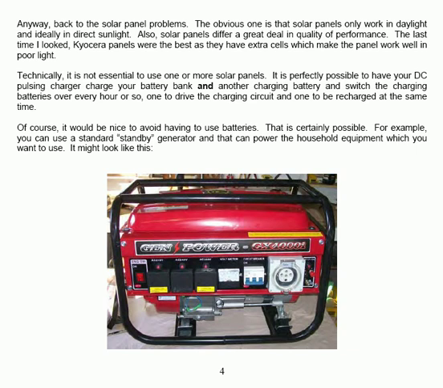It's perfectly possible to have your DC pulsing charger charge your battery bank and another charging battery, and then you switch the charging batteries over every hour, one to drive the charging circuit and one to be recharged at the same time. Of course, it would be nice to avoid having to use batteries at all, and that is certainly possible. For example, you can use what's called a standard standby generator, and that can power the household equipment which you want to use. It might look like this, which is a fairly typical unit as such.